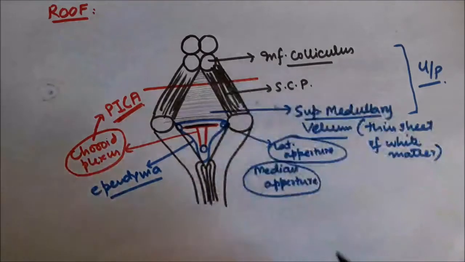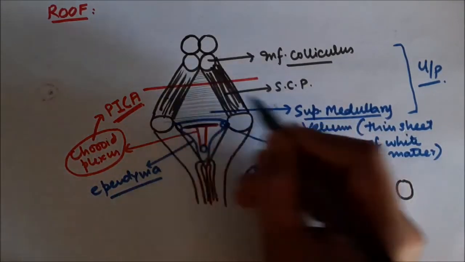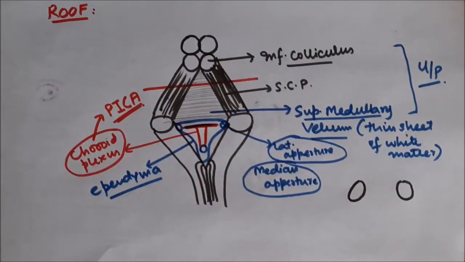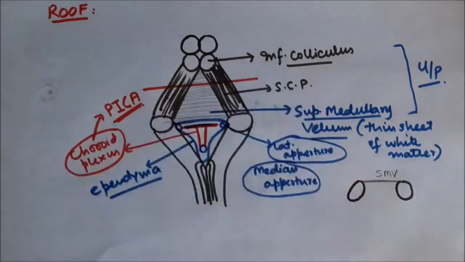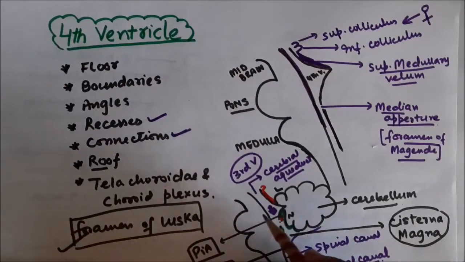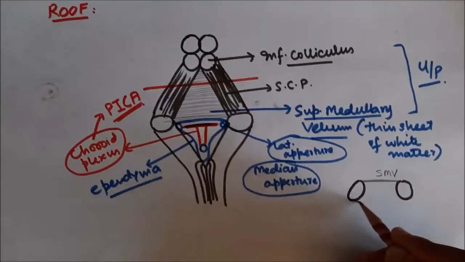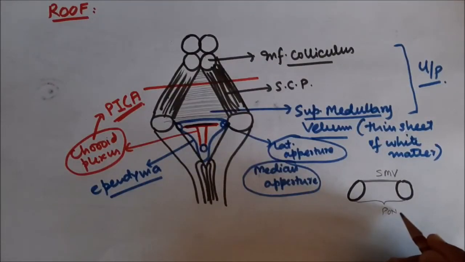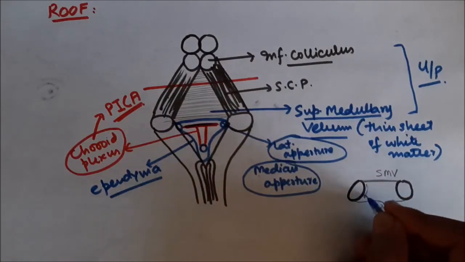Now, if we take a section of this roof, a section of the fourth ventricle at the level of the upper part of pons, what we are able to see is two superior colliculi, two superior cerebellar peduncles, and there is stria medullaris which joins. So this level passes through the upper part of pons. So there are two superior cerebellar peduncles and a superior medullary velum, and the floor is formed by the upper part of pons, and inner to it there is ependyma lining.